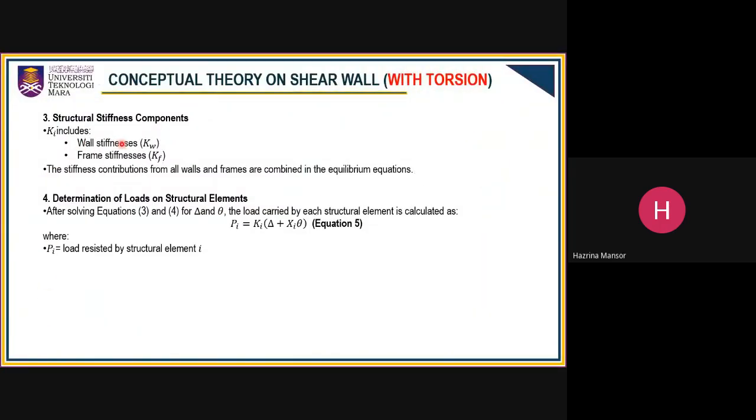The structure stiffness has been calculated, as mentioned earlier. So you have the KW and KF. Actually, the wall stiffness is calculated based on the previous equations in table equation C, when we did the calculations without torsion. Then, determination of load on the structure elements: after solving equations 3 and 4, you will get the displacement and rotation. From there, the load carried, PI, is equivalent to KI multiplied with the displacement, because stiffness equals P over delta. So in equation 5, you get the load resisted by the structure element.